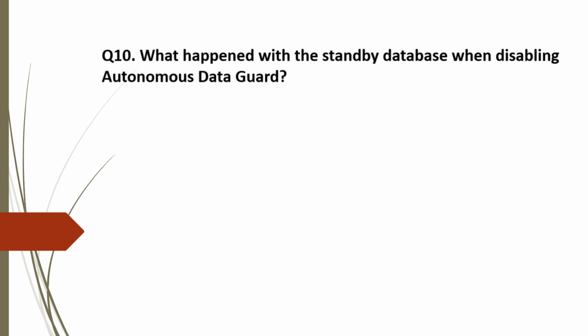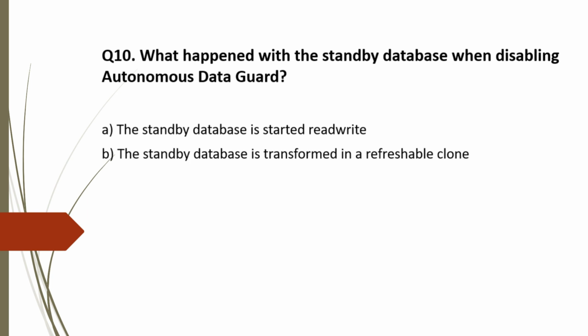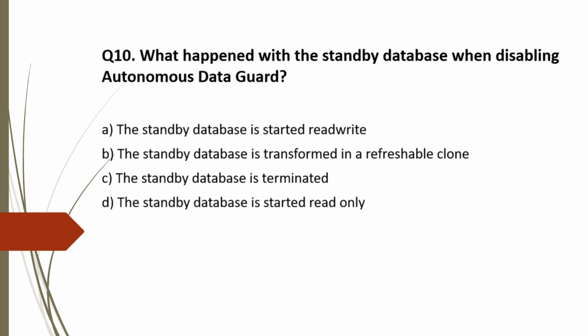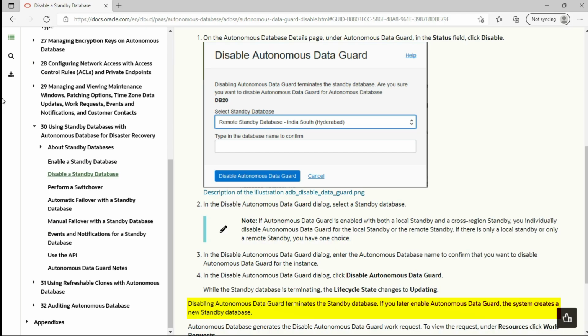Question 10. What happens with the standby database when disabling autonomous data guard? And the options are A, the standby database is started read-write. B, the standby database is transformed into a refreshable clone. C, the standby database is terminated. And D, the standby database is started read-only. From the autonomous database detail page, you can enable or disable autonomous data guard. But if you disable autonomous data guard, then it will also terminate the standby database.